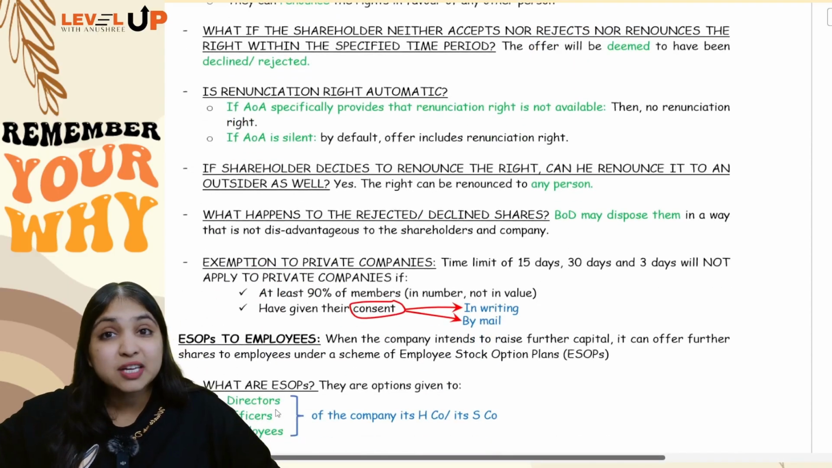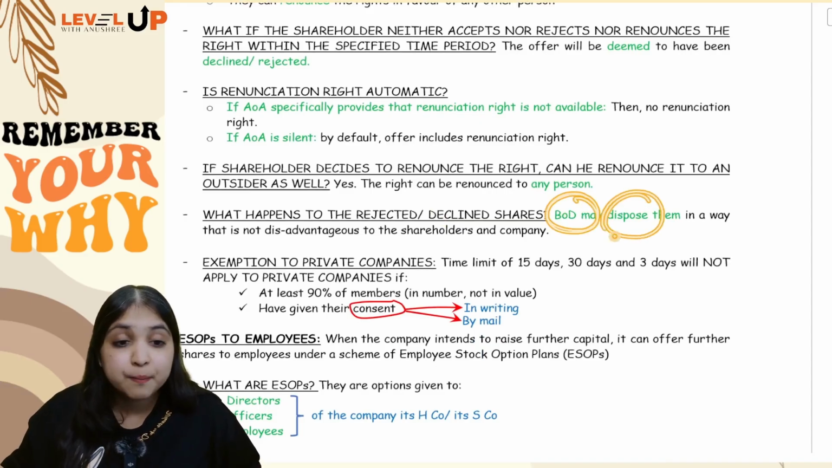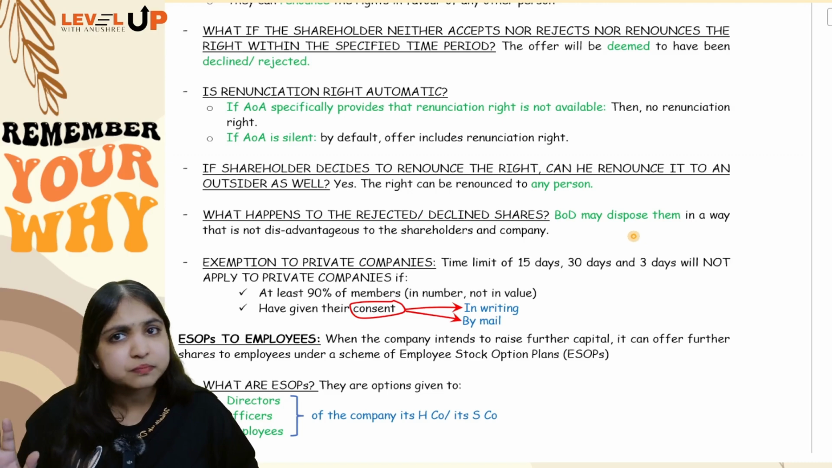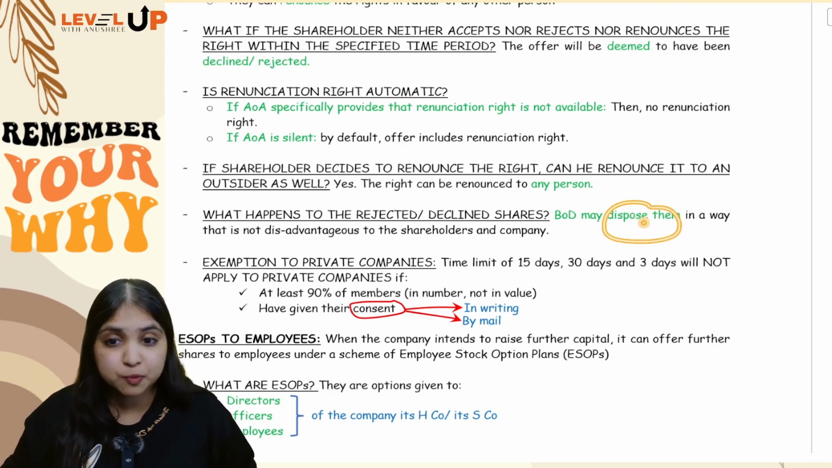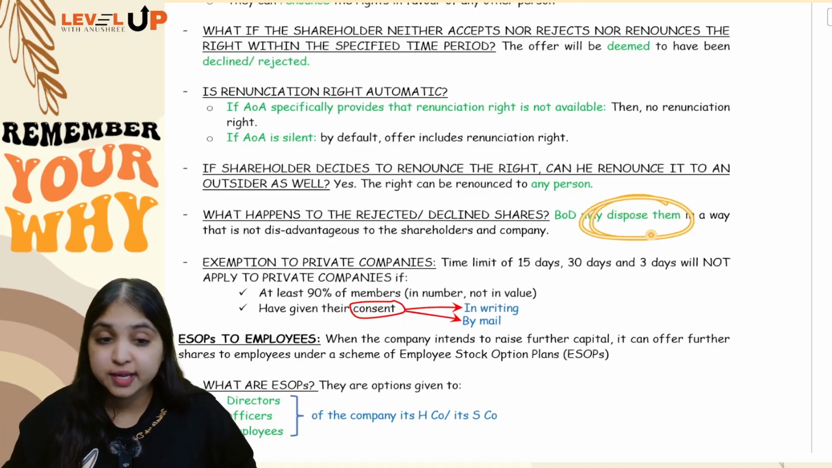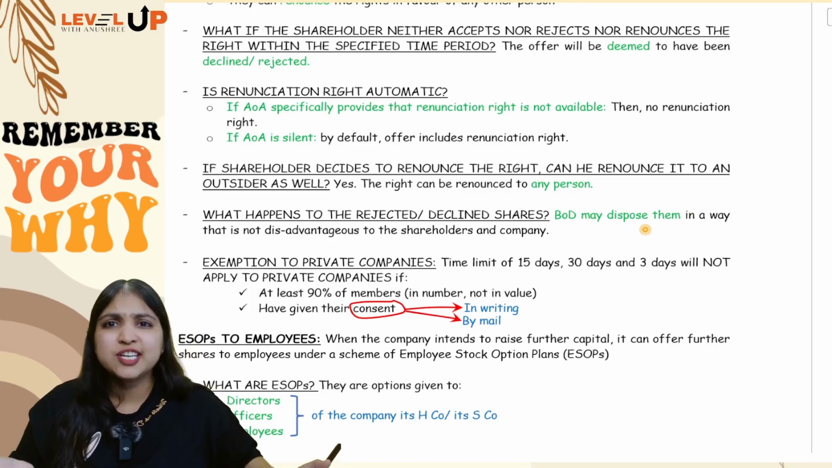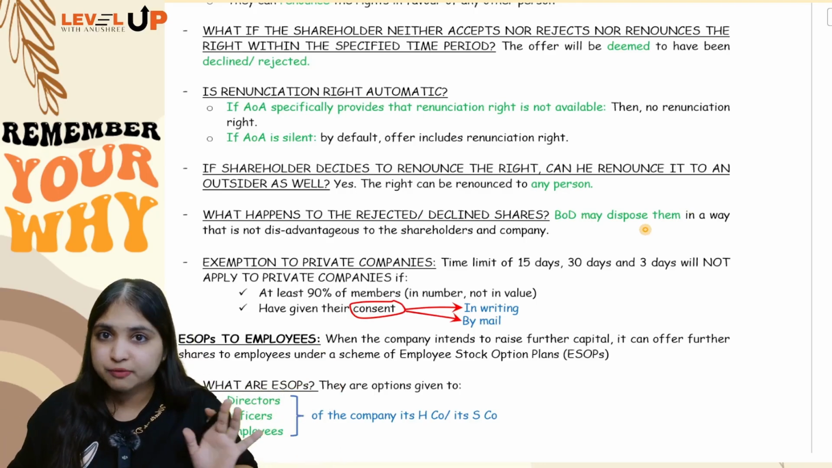Now what will happen with the rejected shares? The rejected shares can be disposed of by the board of directors. The board of directors may dispose of them in the manner which is most advantageous to the company. When the board is disposing of the shares, does the board again need shareholders' permission? No. Shareholders, you only rejected the shares. Those shares only we are disposing. We will not again ask your permission before disposing.